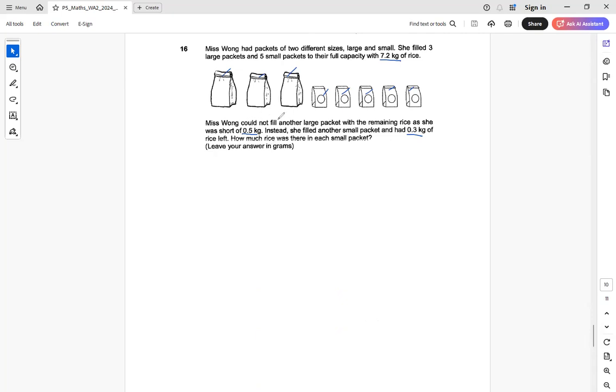So actually this question tells us two scenarios. Scenario one here is she cannot fill another large packet. She's still short of 0.5. Then the second scenario is she can fill another small packet but still have 0.3 kg of rice left. So in both scenarios, Miss Wong's rice must be the same mass. So I'm gonna draw it out. Her rice must be the same mass for both scenarios. So let me draw it.